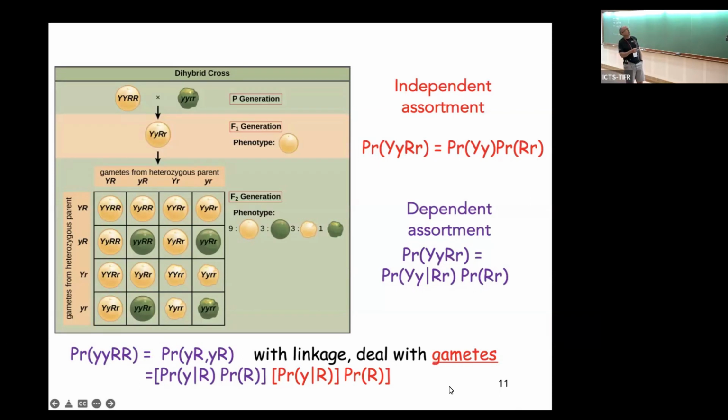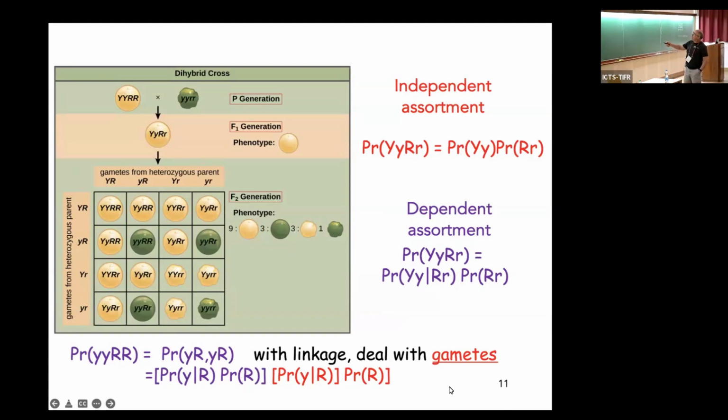Well, here's a simple idea. Yellow and round versus green and wrinkled. And what you have here is in this parent, you get 4 types of gametes. You get a single allele from each locus, so big Y, big R, et cetera. And then over here from the other parent, and under independent assortment, the probability of big Y, big R, little r, they're independent. It's just this joint probability. You can do a Punnett square and figure these things out really quickly. So Mendel's second law was independent assortment.